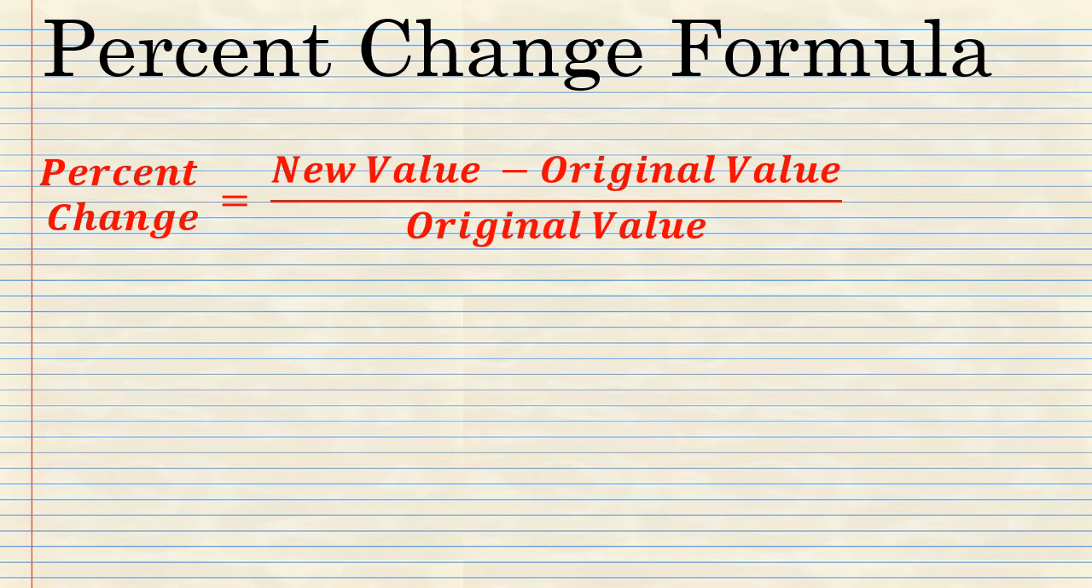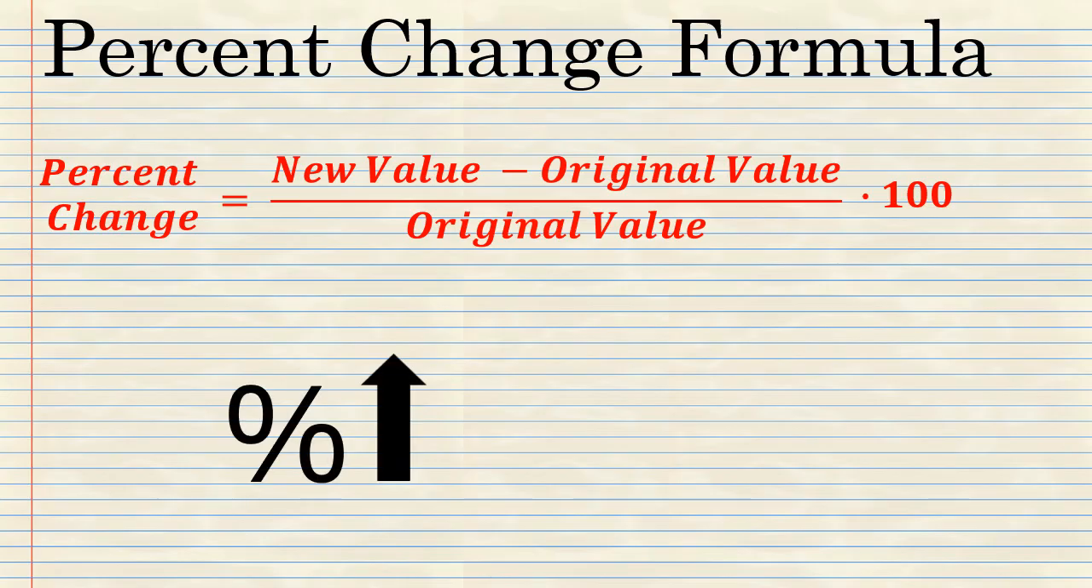This fraction will give you the percent change of that item or investment as a decimal, but if you multiply that decimal by 100, that will give you the percent change as an actual percentage. So this formula, new value minus original value all over original value times 100, will tell you the percent change of an item or investment. If the result of this expression is positive, that means that the item has gone up in value. And if the result is negative, that means that the item or investment has gone down in value.